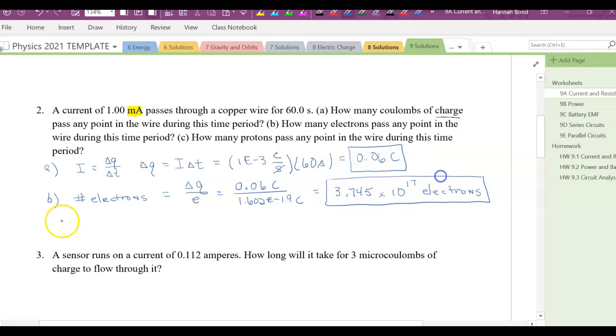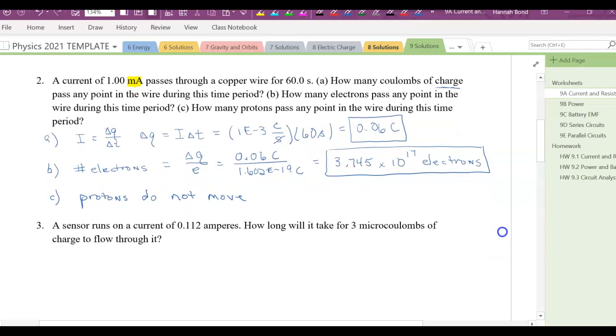And then it says, okay, how many protons are passing any point in the wire? Now be careful. We know that the charge carriers are the electrons. Protons do not move. And so there are no protons passing through that point because the protons do not move.